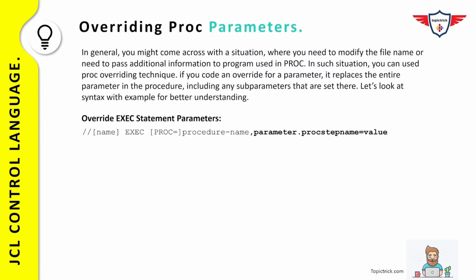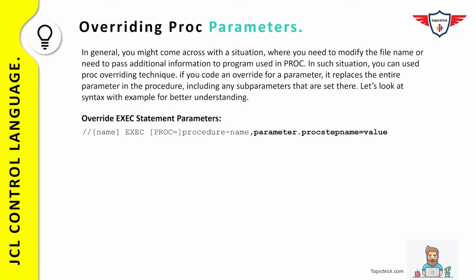If you want to override the existing value of any specific subparameter which was defined on the execute statement of a proc, in that case, you have to specify the parameter name dot step name on which it is defined, followed by the value. And in case you want to nullify the value of a specific parameter which is defined on a specific step of a proc, then you have to follow the same process. The only thing is that you are not required to specify the value after the equal sign.